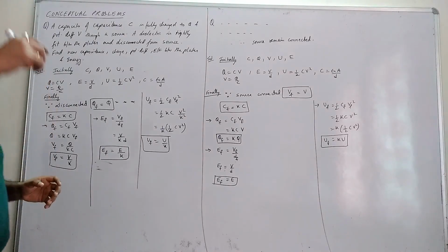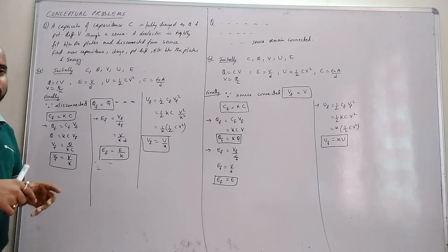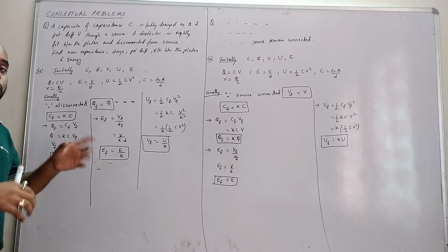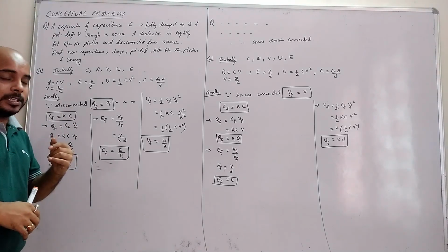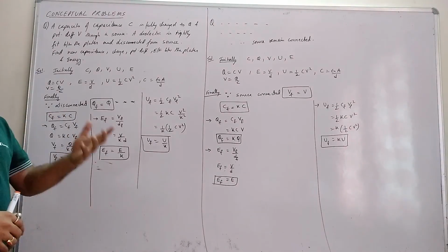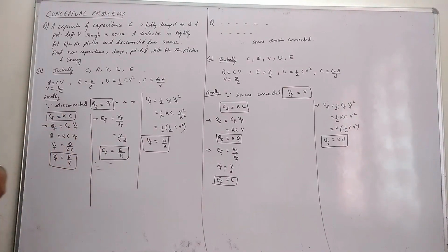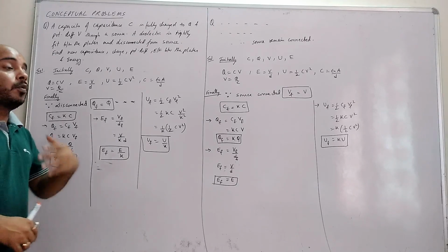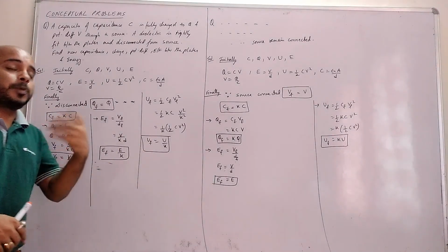I am putting a dielectric between the plates, tightly fit. That means t equals d, if you remember the previous videos nicely. Okay, and now we need to see what changes are happening inside the capacitor. What is the new charge? What is the new capacitance? What will be the new potential difference? That is my job.